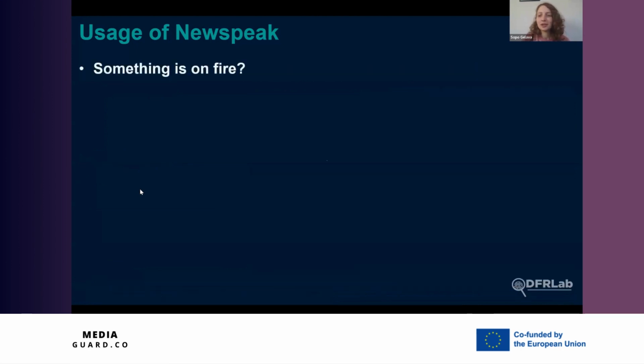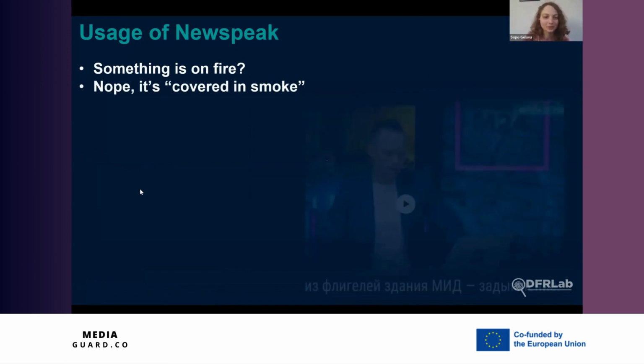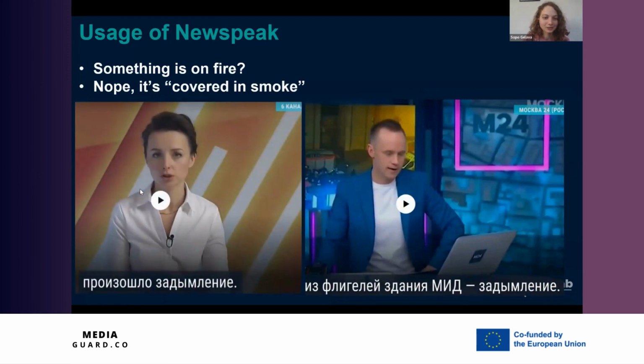Another example is something on fire. Fire is the word, right? It's like something is on fire. The alternative words in Kremlin-controlled Russian media is "covered in smoke." And one of the very funny cases is this one, covered in smoke. "Smoke happened" or "covered in smoke happened," as the grammar allows in Russian, of course, but I don't know how to say that in English.